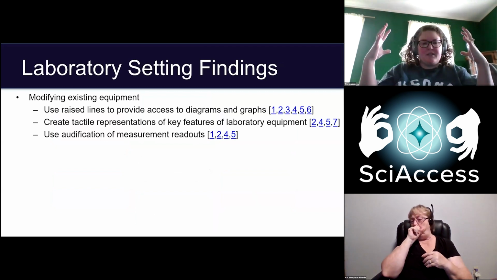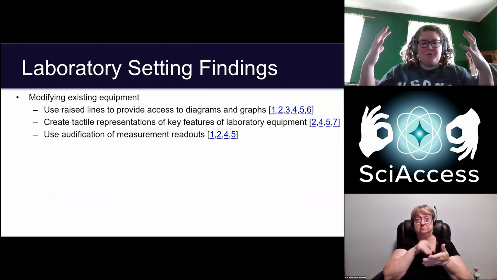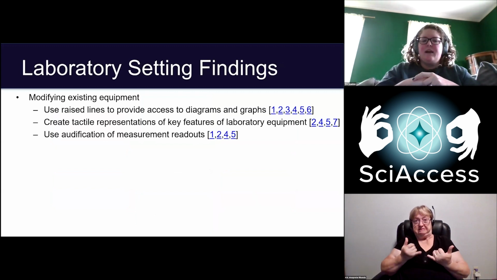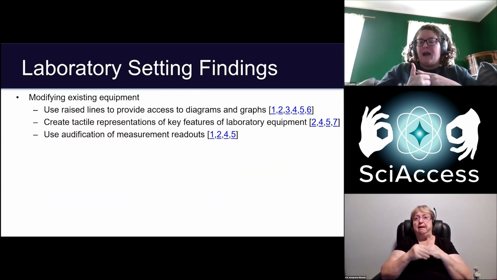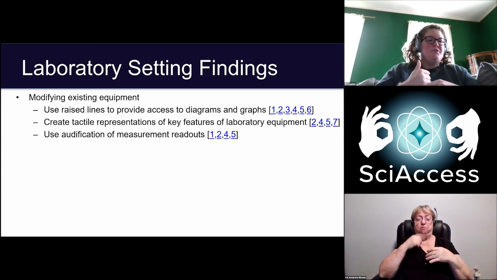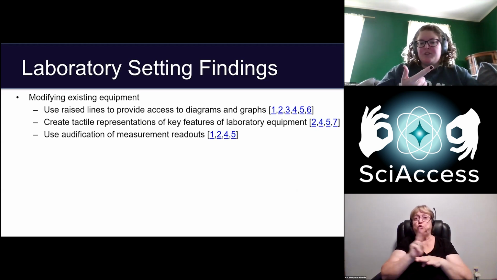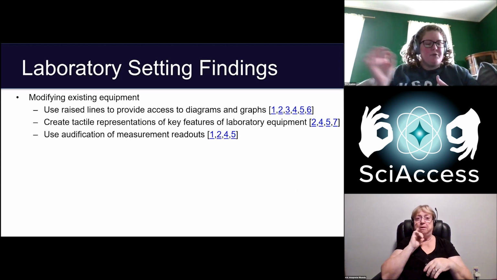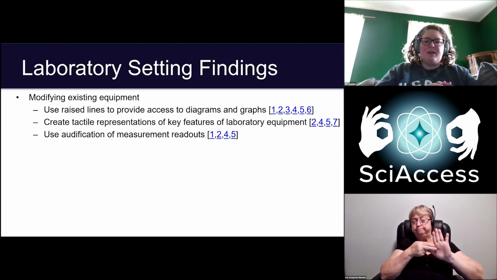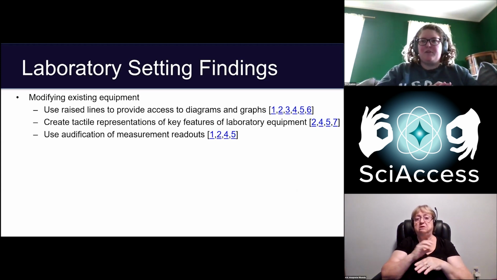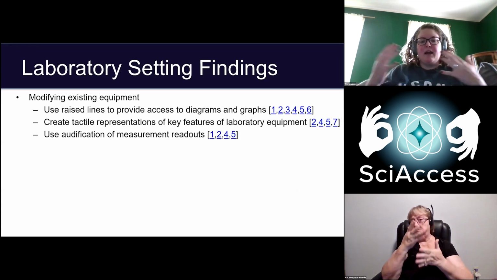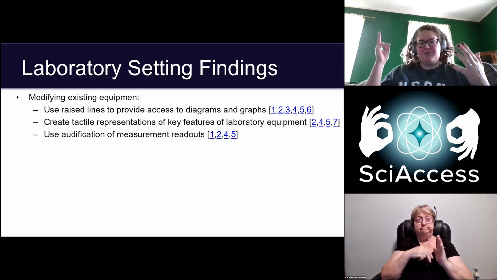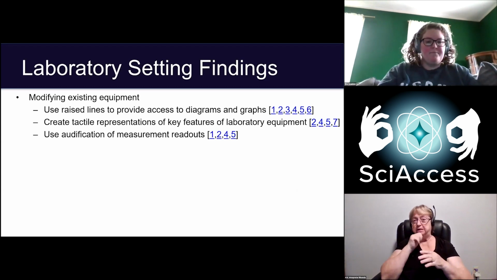One category of studies we found were modifications to existing equipment. Things like adding raised lines to provide access to diagrams and graphs, using tactile representations of laboratory equipment, so like putting Braille on there, for example, or using modification of measurement readouts. So things like a talking calculator or other kinds of data acquisition tools that can be read aloud for the person rather than having to use our eyes to see it.